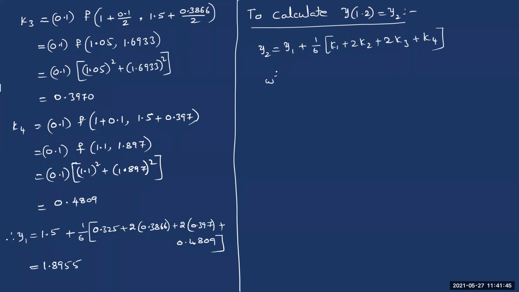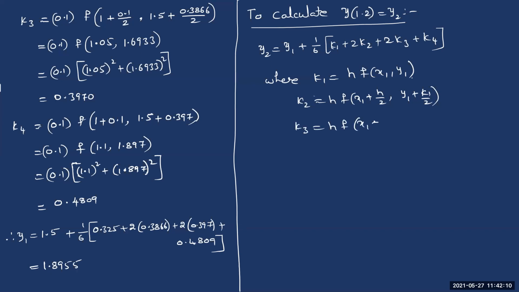So here, let me just write what these four values are. K1 is equal to h into f of, now you see, we write everything in terms of x1, y1. Then K2 is equal to h into f of x1 plus h by 2, comma, y1 plus K1 by 2. Then K3 is equal to h into f of x1 plus h by 2, comma, y1 plus K2 by 2.